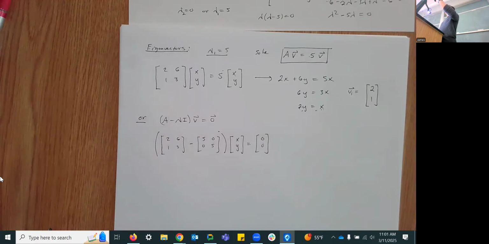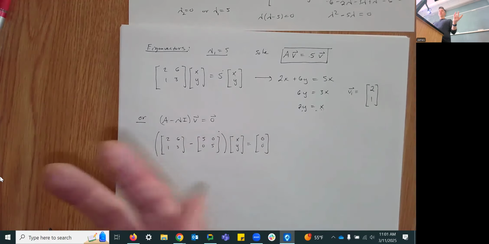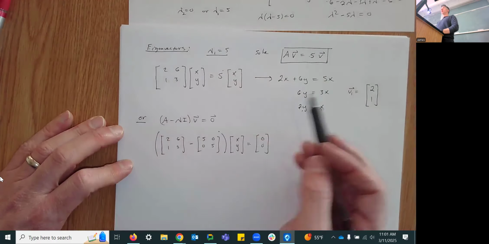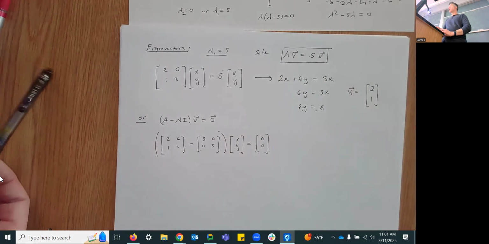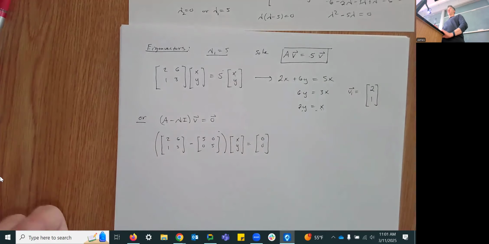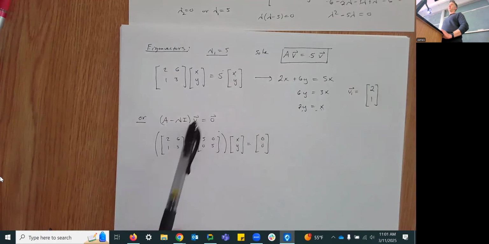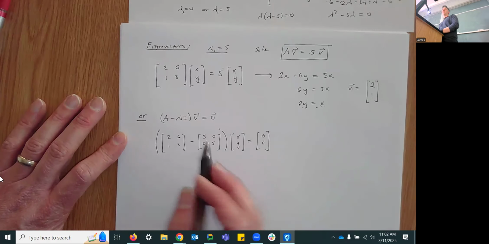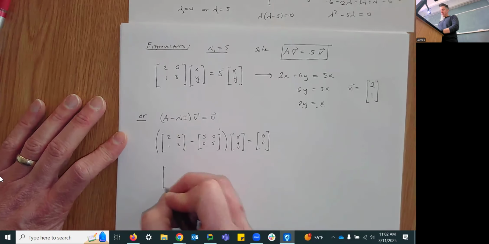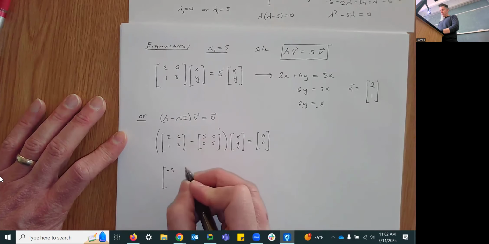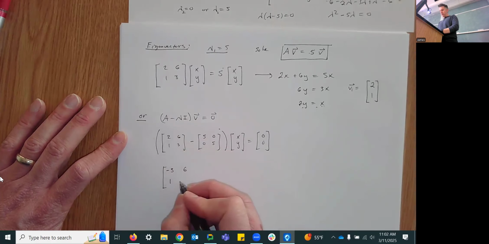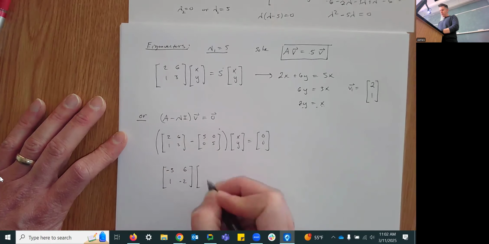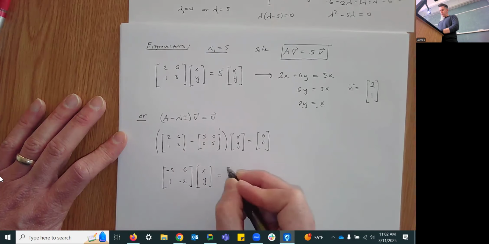I do not prefer to do it this way, unless the eigenvalues are gross. If the eigenvalues are nice integers, do it the first way all day long. If the eigenvalues happen to be complex or irrational, like 3 plus or minus the square root of 2, then this way the computation is often a little easier. You should skip this step though, and just subtract lambda from the diagonal spots. So I really should have written this as 2 minus 5, 6, 1, and 3 minus 5 times xy equals 0, 0.